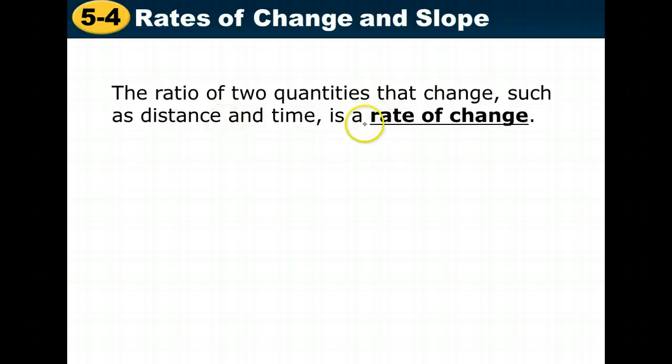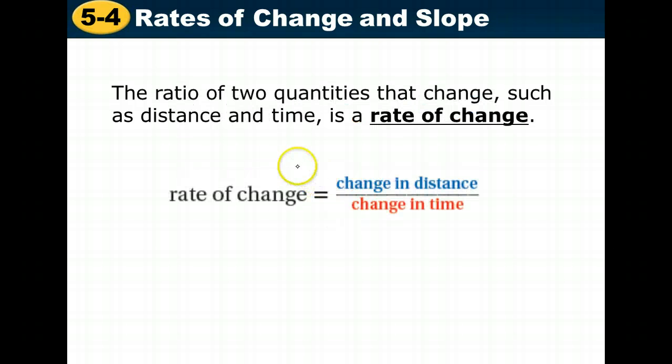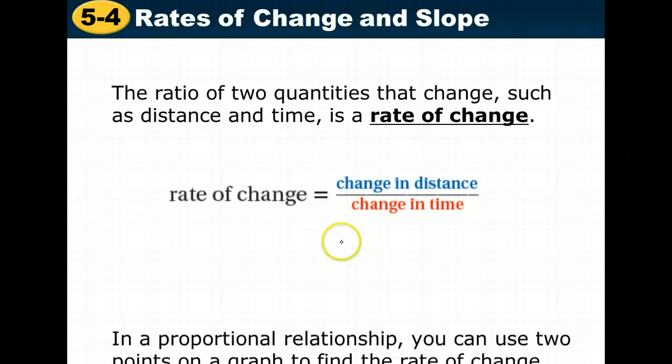Now the rate of change is the ratio of two quantities that change. For example, we can have distance and time. So we have distance changing over time. To find the rate of change, if we're talking about the distance and time, we need to find the change in the distance and then divide that by the change in time, and that will give us the rate.